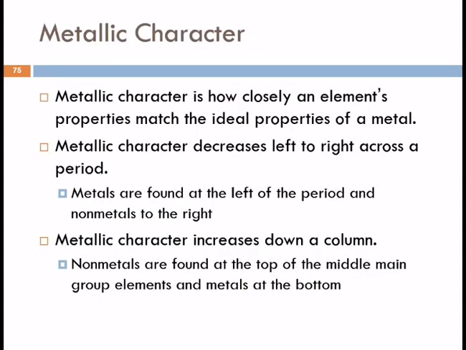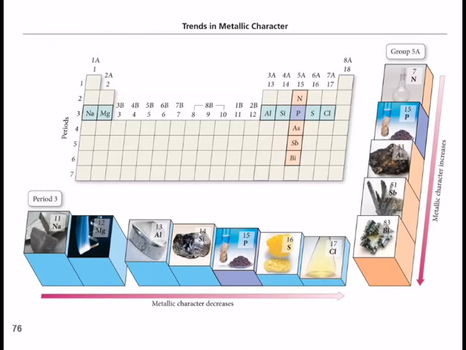So when we talk about metallic character, we're saying, how closely do this element's properties match those of a typical metal? And we see there's a definite trend here, and I think this is actually the easiest one to remember. Metallic character decreases as we go from left to right across the periodic table, and it increases as you go down. And it's much easier if we look at a picture.